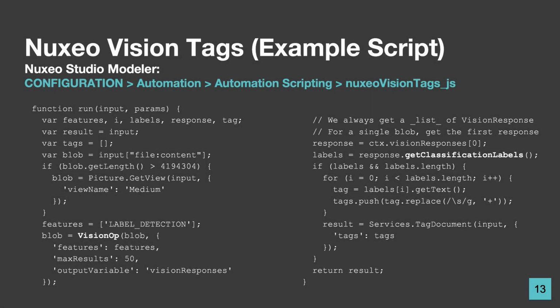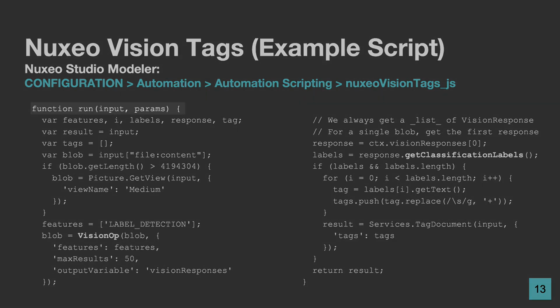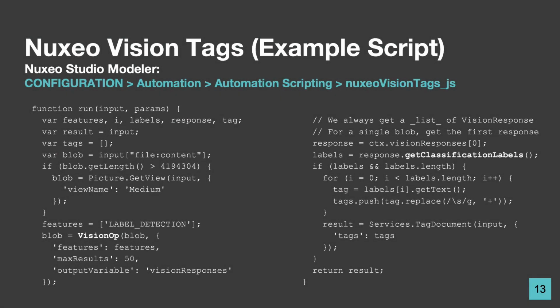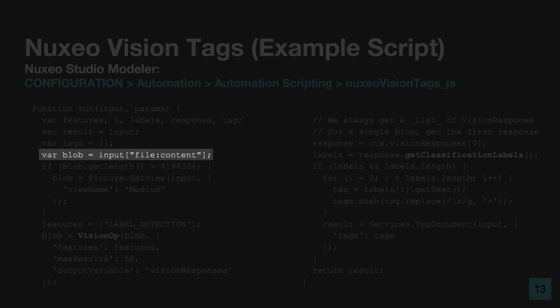Now, an example script is a fairly basic one here, which is just doing tagging. So let's see how this works. We specify our standard run function, with our input and parameters. And then the first thing we do is get the blob, which is our file content, which is our main file that's attached to this document.